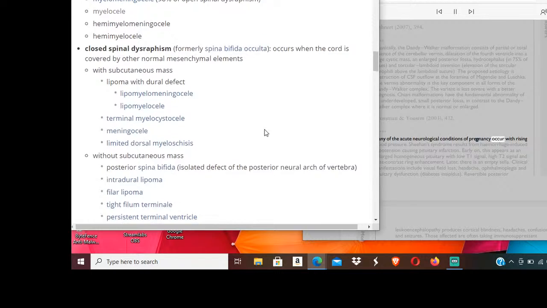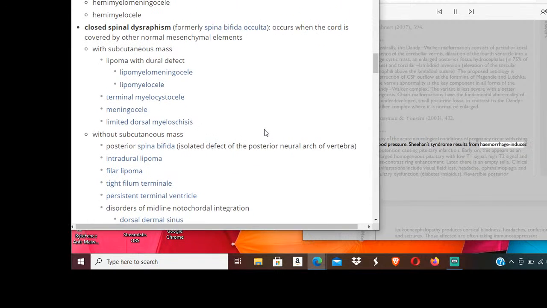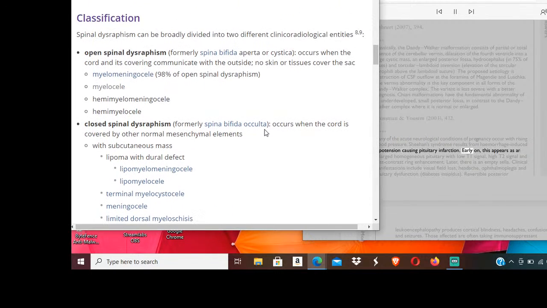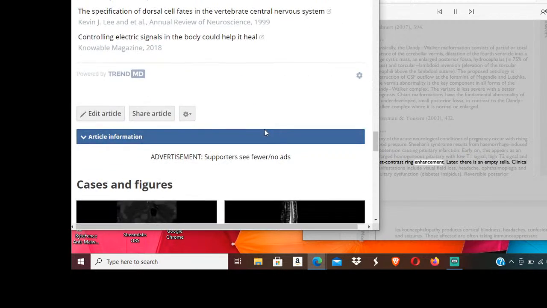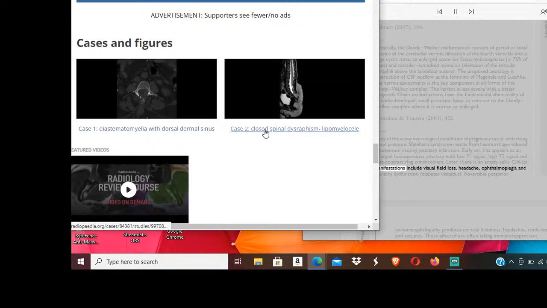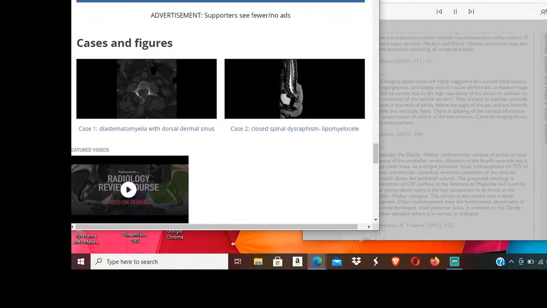Neurological conditions of pregnancy occur with rising blood pressure. Sheehan syndrome results from hemorrhage-induced hypotension causing pituitary infarction. Early on, this appears as an enlarged homogeneous pituitary with low T1 signal, high T2 signal, and post-contrast ring enhancement. Later, there is an empty sella. Clinical manifestations include visual field loss, headache, ophthalmoplegia, and pituitary dysfunction, diabetes insipidus. Reversible posterior. Module 6, Central Nervous System.